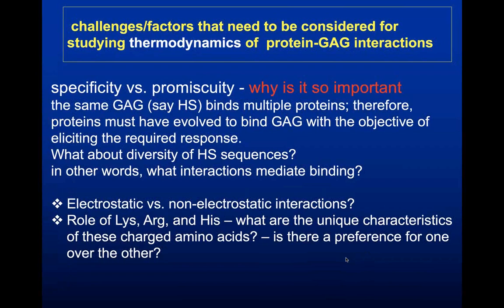Once again, I think you got an introduction to this, and Martin talked about the structural basis of GAG interactions. Another residue of interest is histidine, which is basic, but it doesn't have the same properties as the lysines and the arginines. So I'll spend some time talking about the characteristics of these residues and what they mean in terms of structure and function.